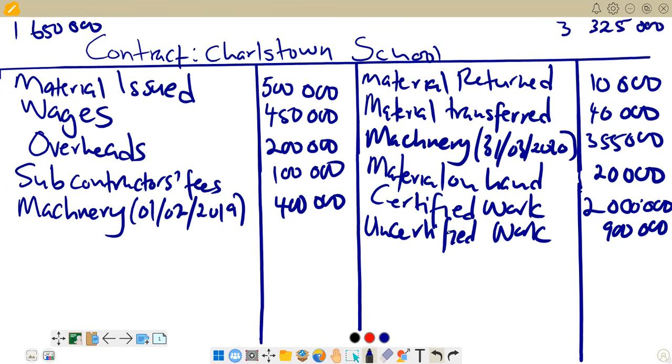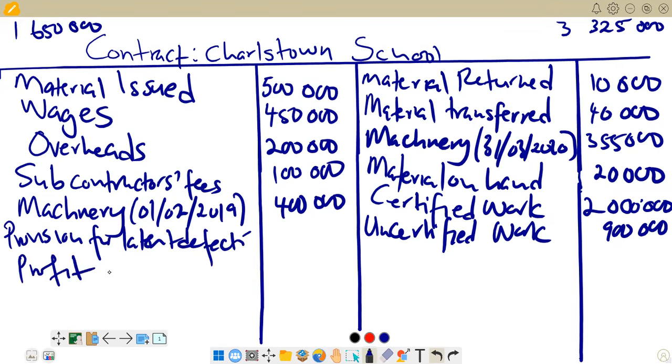So it means we have a greater credit side, so the balance is on the debit. So we are going to have our provision for latent defects here on the debit side, and then also our profit and loss balance that is being transferred. And we are being told that it's 75%.